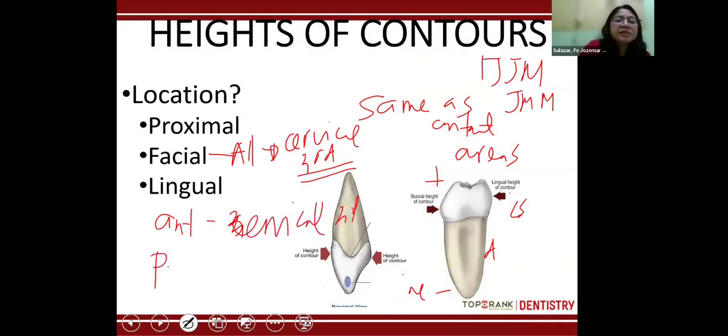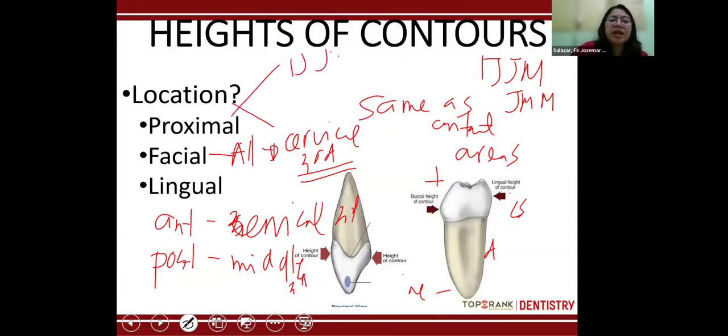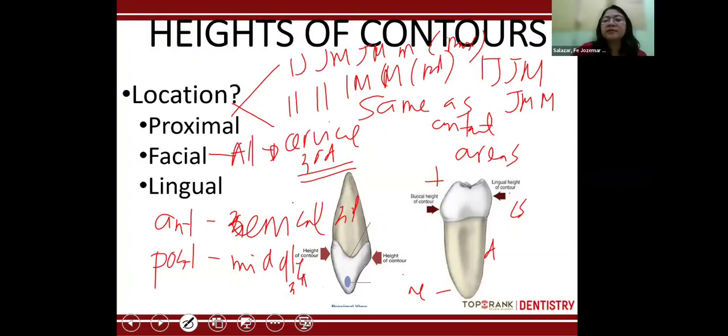Okay? Sa posteriors naman, middle third. Again, mesial at distal, same as contact areas. So you use the same mnemonics, IJ, JM, JM, M. So IJ, JM, JM, M for maxillary, for mandibular, M. Okay? So same as contact areas.